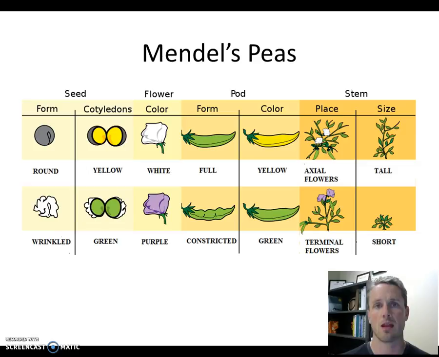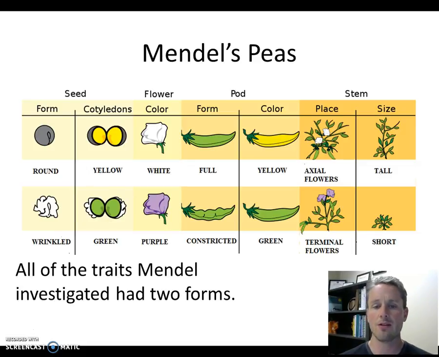So Mendel taught us about dominant and recessive traits. Again, when Mendel looked at his pea plants, he studied these seven traits: whether the seeds were round or wrinkled, whether the seeds were yellow or green, whether the flowers were white or purple, etc. For each of these traits, Mendel investigated these two forms, and he determined which of the two forms was dominant and which was recessive. Let's think about how Mendel determined that relationship.